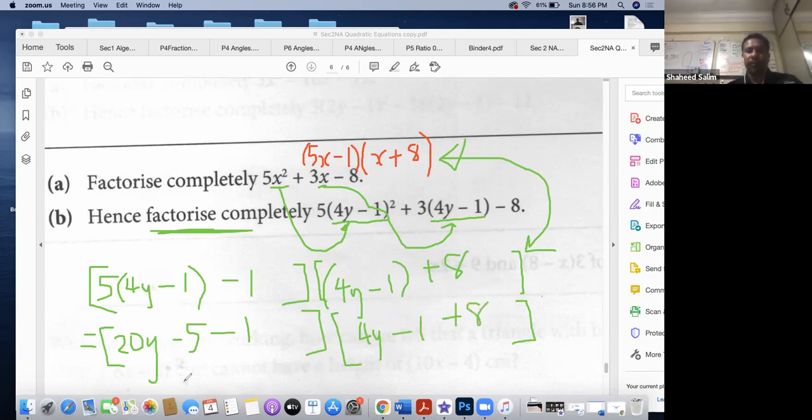So now your last step. 20y equals, minus 5, minus 1, minus 6. Then this one here, 4y, I put 4y plus 7. Minus 1 plus 8 is plus 7. Hold on, let me just write that. And I have just factorized this.